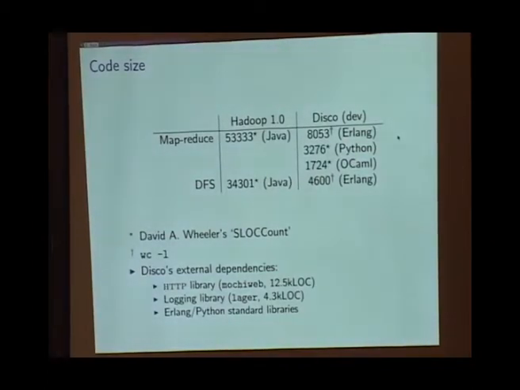And of course, one thing that's missing in this are the external dependencies of Disco. These look very small, and you should be suspicious of very small numbers like this. Of course, what's missing is the external dependencies of Disco. So it depends on an external HTTP library, which is MochiWeb, which is in fact almost the size of all of the rest of Disco. It's 12,000 lines. There's a logging library, the logger, which is around 4.3 thousand lines, and of course the standard libraries of Erlang and Python.